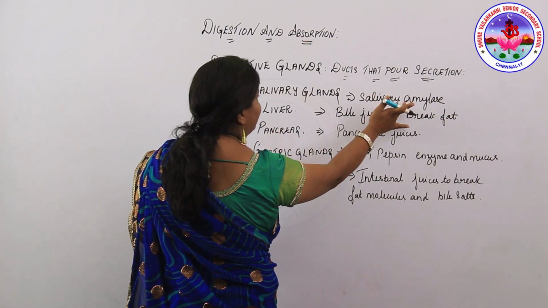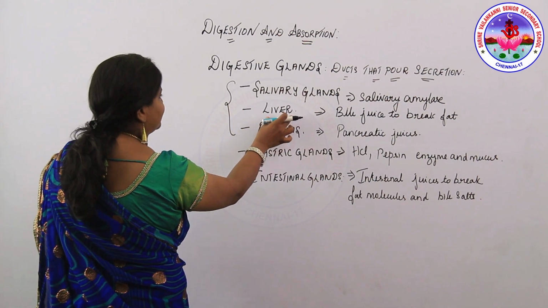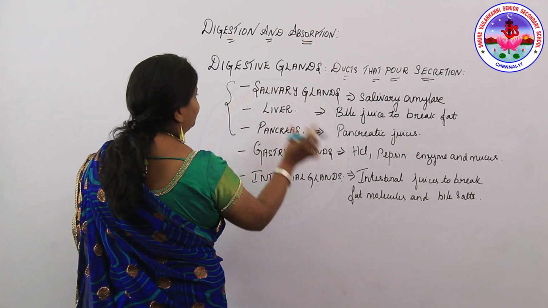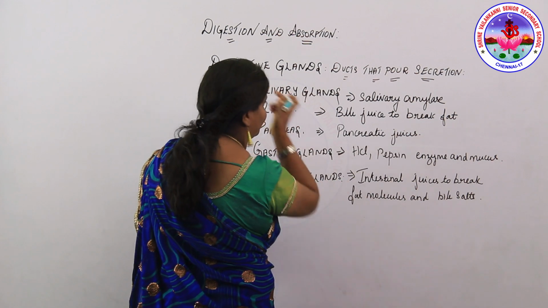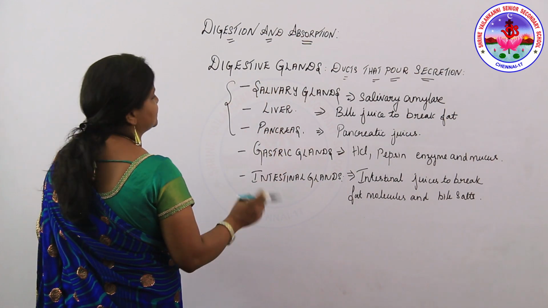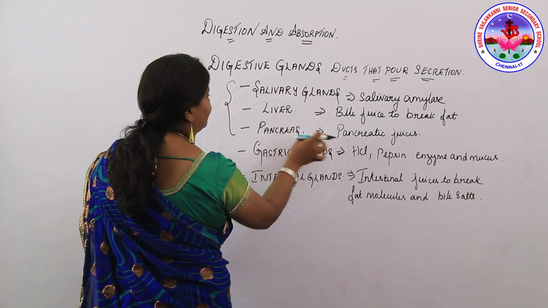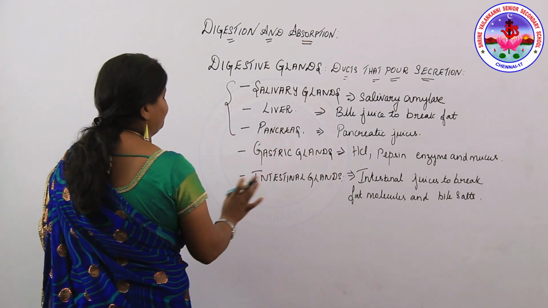So that is the main function of the salivary amylase. And next one is the liver. The liver is the largest organ, whose function is to secrete the bile juice to break down the fat molecules present in the food substance. And next one is the pancreas. The pancreas is another organ that produces pancreatic juices to digest the food molecules.